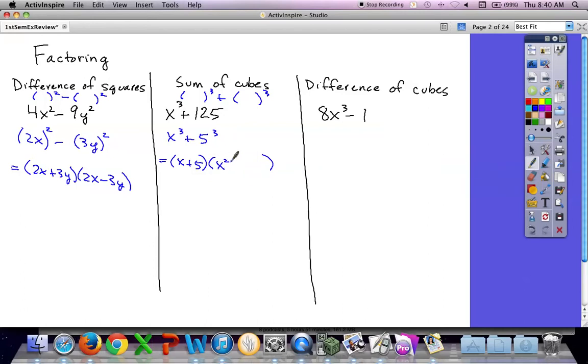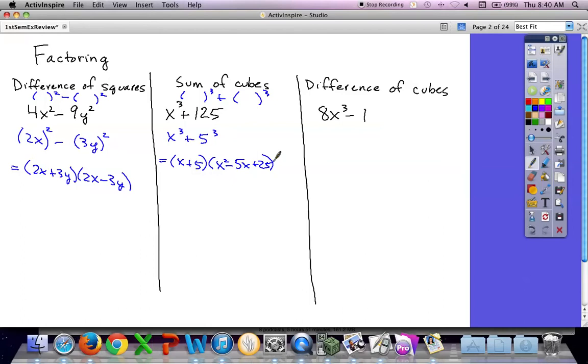X squared? Nope. Minus 5x plus what? 5 squared. I'll just write it.